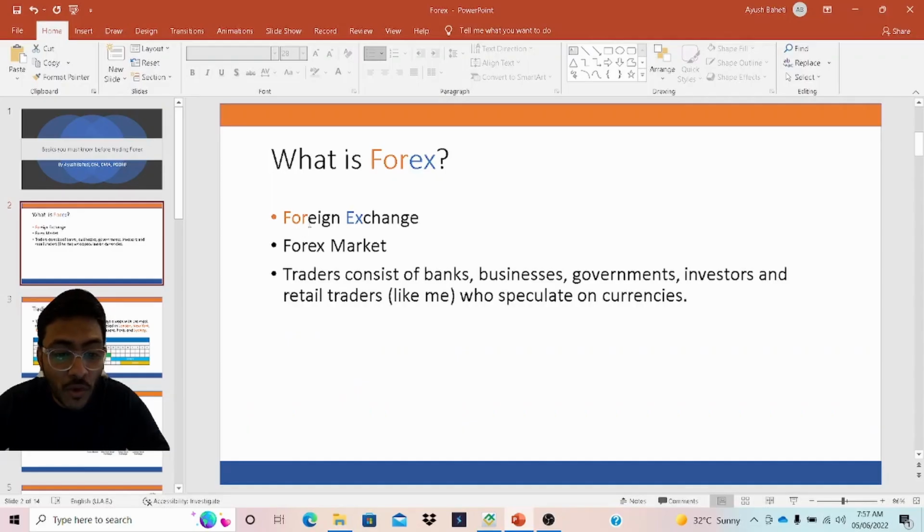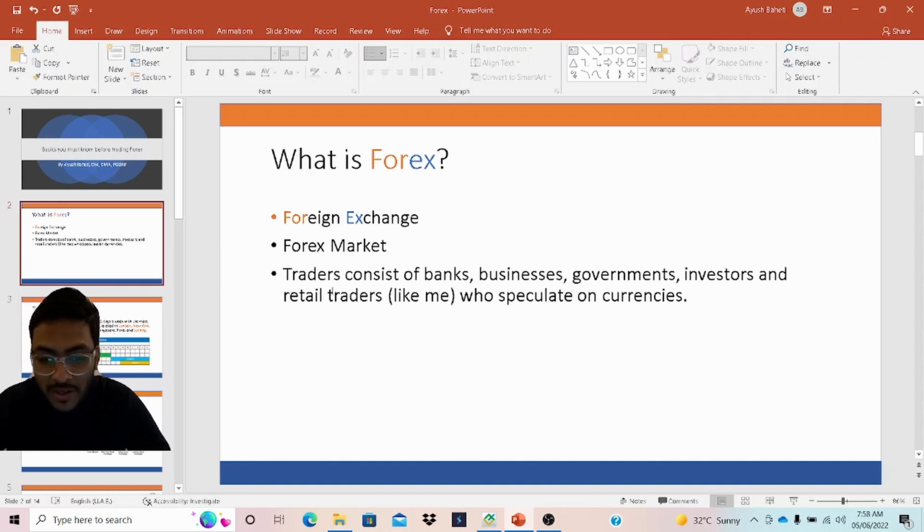So Forex stands for foreign exchange. In simple terms, in the Forex market, you trade one currency for some other currency. For example, if I have INR and I want to buy USD, I'll give away 75, 76 INR in exchange of 1 USD.